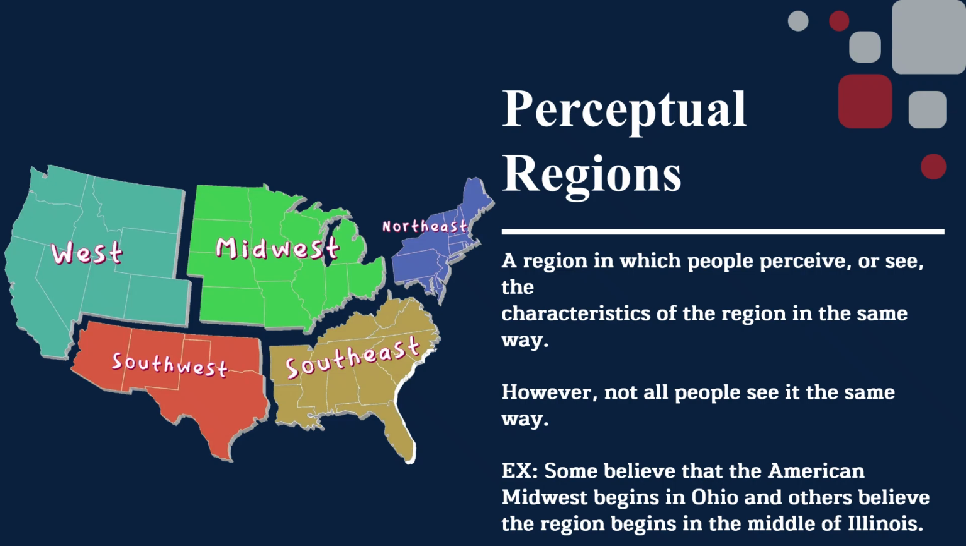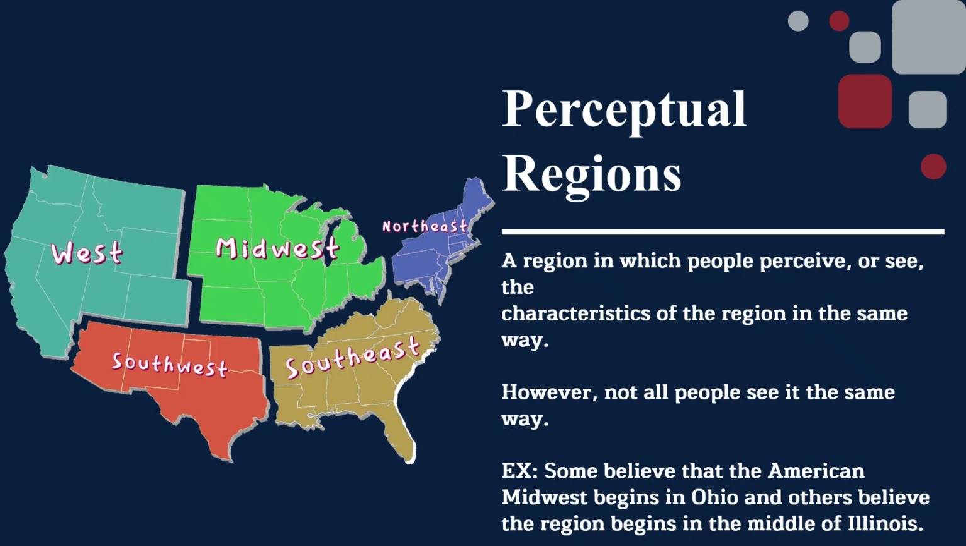And last is perceptual regions. These are ways that we perceive the region. It is different. There is no formal classification behind each of these regions. Okay, so for example, you see this map.